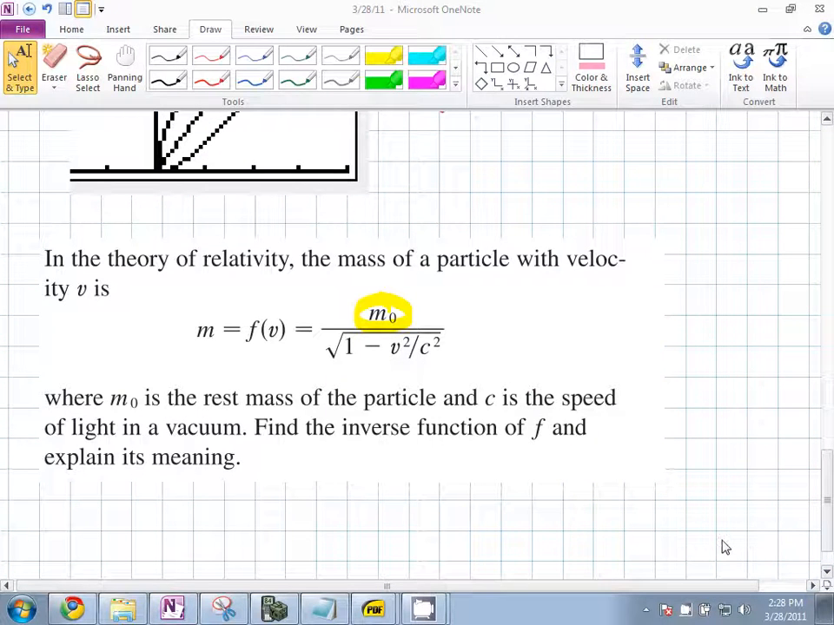Mean. It's mass when it's not moving. If something starts moving, what happens? Its mass changes. That's correct. What are also constants in here? There's one more constant. The C value is a constant. It is the speed of light.